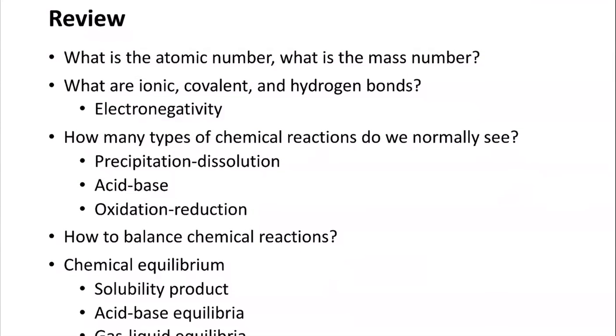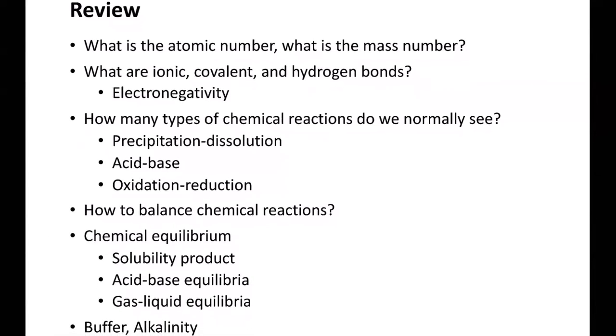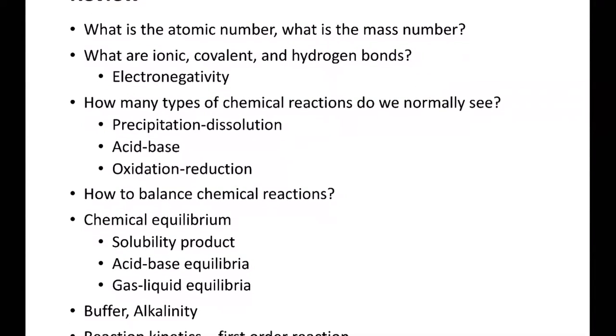So it took us around 3 classes to go over all of these concepts. We talked about what the atomic number, the mass number, and the atomic weight are. We introduced the ionic and covalent bonds. The criterion to tell the difference is based on electronegativity, right? We can calculate the difference.